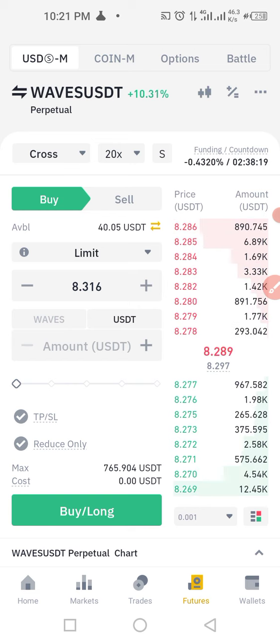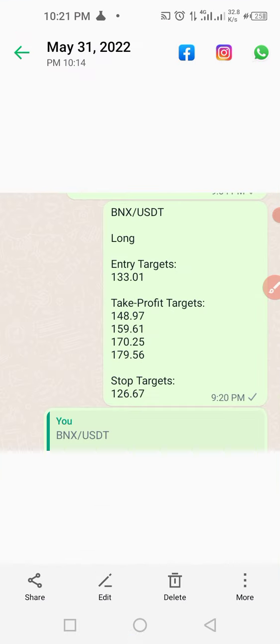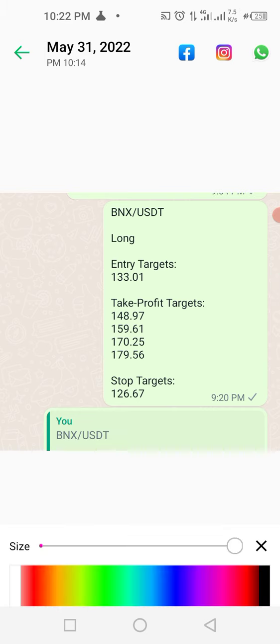So let's assume that you are in a group whereby they send in signals for futures trading. So we are in the interface now for futures trade. Let's look at this. For example, we want to trade this coin, BNX with USDT, and the signal says long. Remember, I told you that long means buy. You are buying. Long means buy.